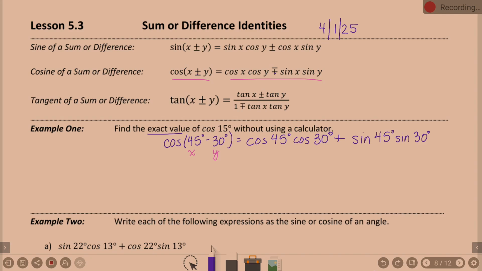Okay, so we've rewritten this identity. Our job now is to use what we know to come up with a number answer here. So we're trying to get this out of sine and cosine, come up with a number answer. What do we know about the cosine of 45 degrees? Cosine of 45 degrees is what according to our chart?